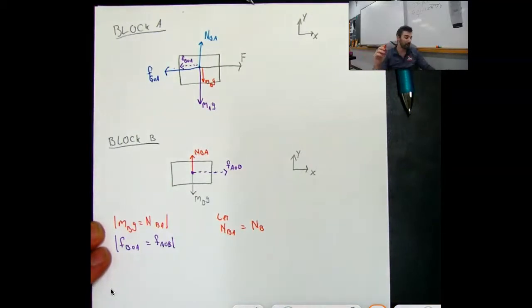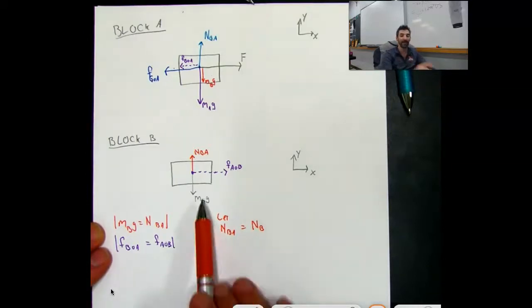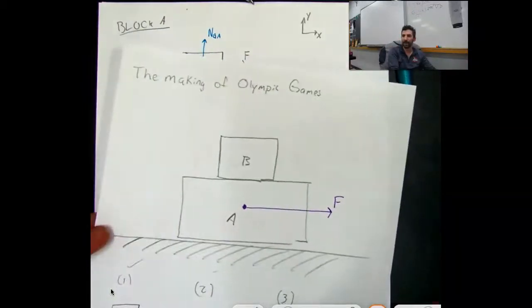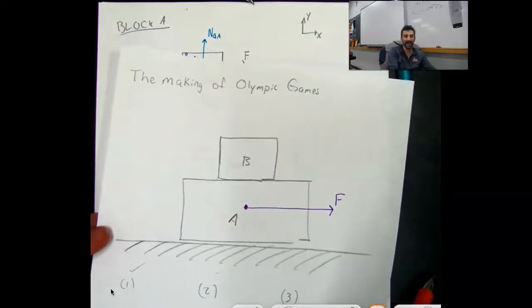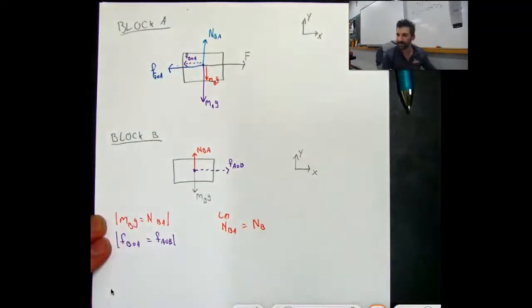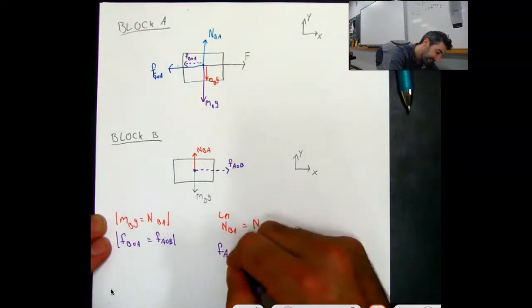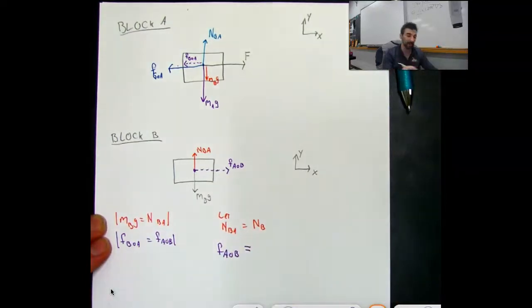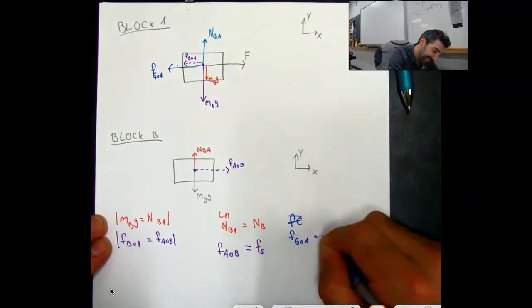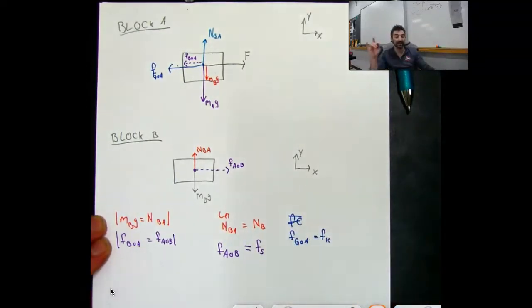What else do we know? We know that the frictional force of A on B, what frictional force is that? Remember, block B is the one that's supposed to be stationary, right? So that means F A on B has to be static friction. Yeah, F A on B is actually my Fs. That is a static frictional force. And block A is moving, which means F ground on A, that one right there, is Fk, or my kinetic frictional force.